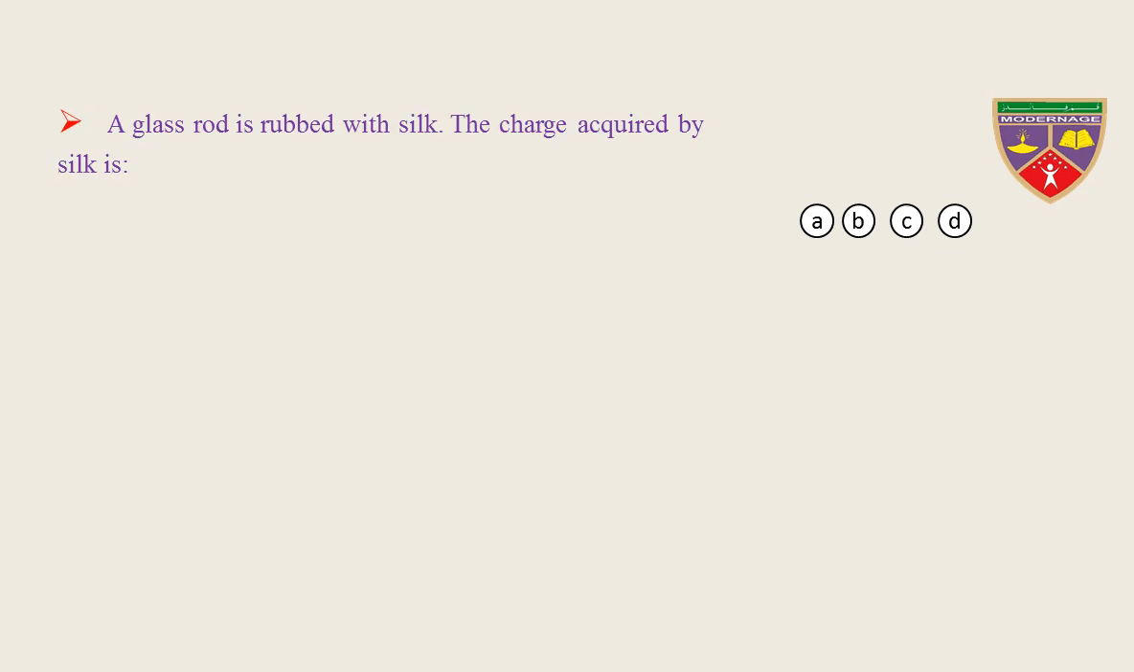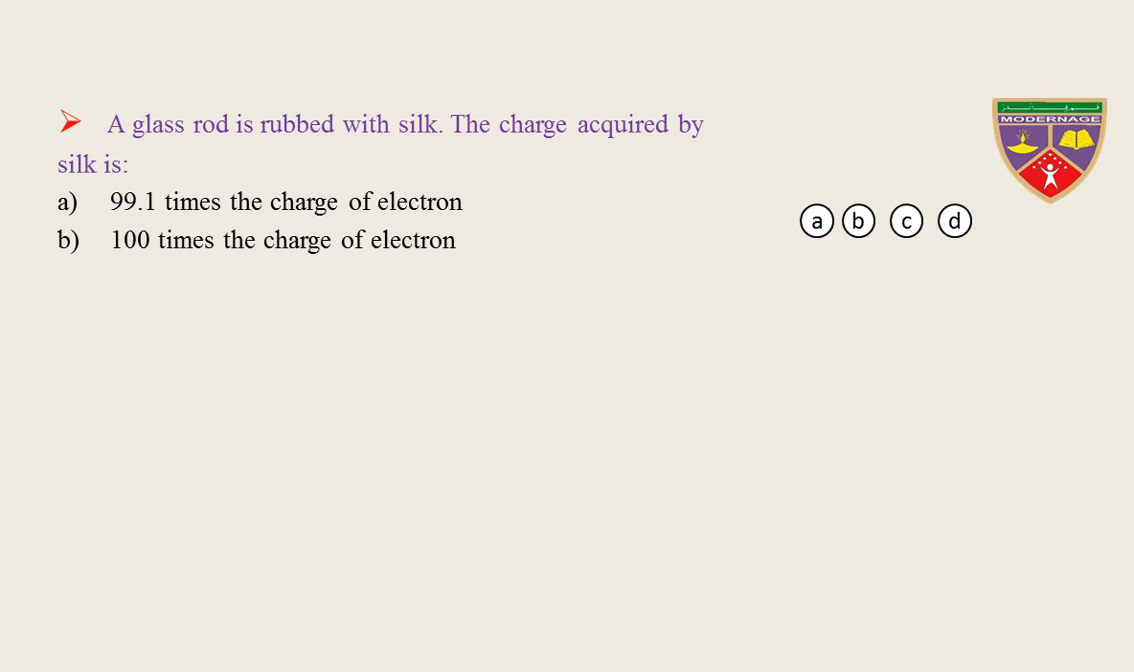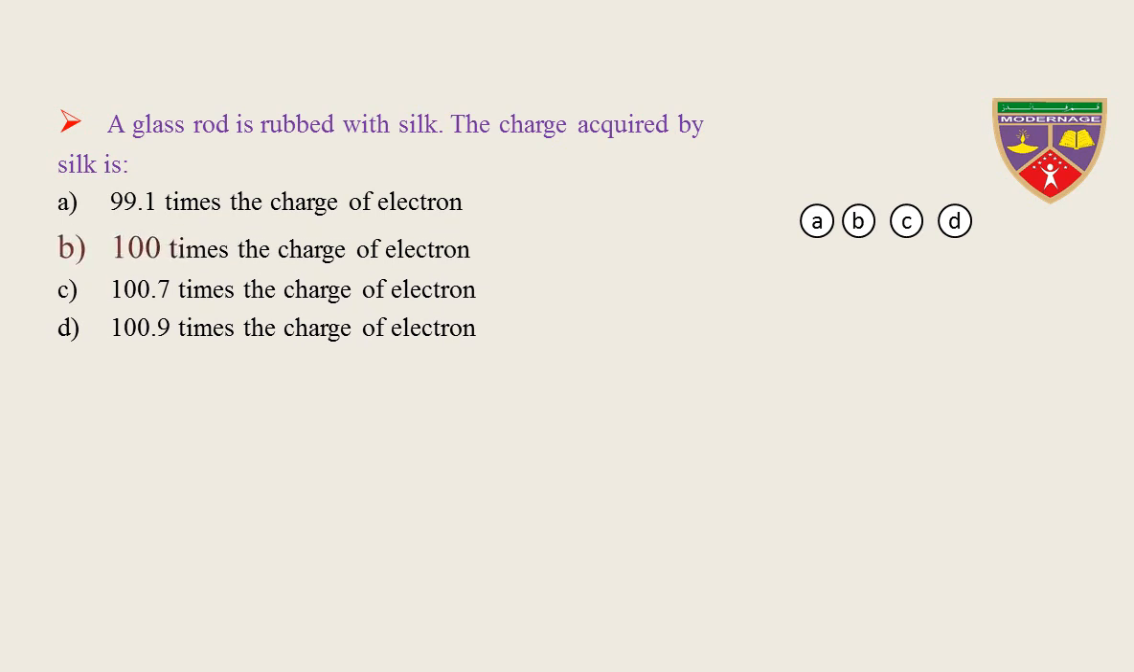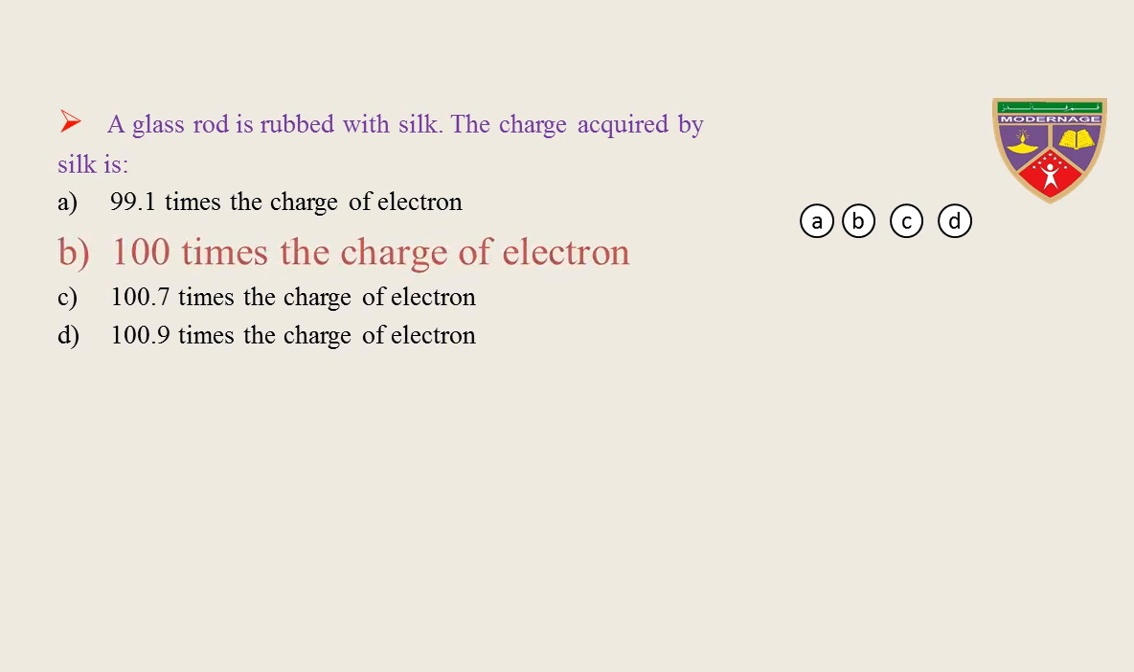A glass rod is rubbed with silk. The charge acquired by the silk is: A, 99.1 times the charge of electron; B, 100 times the charge of electron; C, 100.7 times the charge of electron; D, 100.9 times the charge of electron. Key: 100 times the charge of electron. Therefore, the correct option is B.